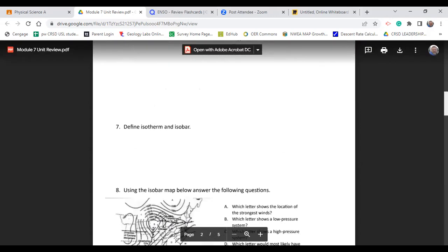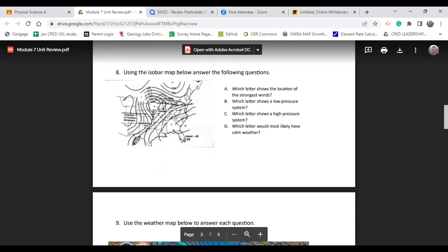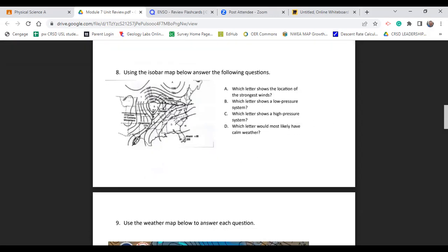Let's see, types of fronts, make sure you know those. And then here's an isobar map. You have to answer questions on that. Make sure you do your isobar lab right here. I'm going to show this to you.